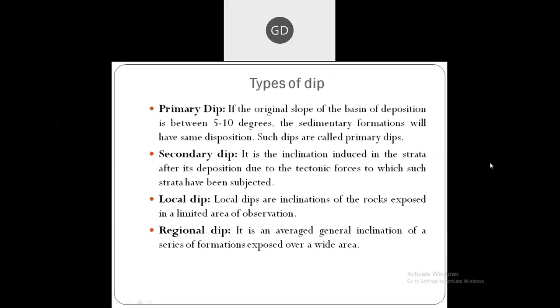Next is your local and regional dip. Local dips are inclinations of the rocks exposed in a limited area of observation. Local dip and regional dip are just opposite to each other. Local dips are inclinations of rocks only in a very limited area of observation, and the regional dip is the inclination of a series of formations over a widespread area. So this is about your types of dips.